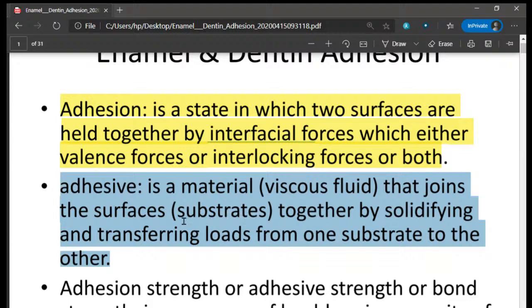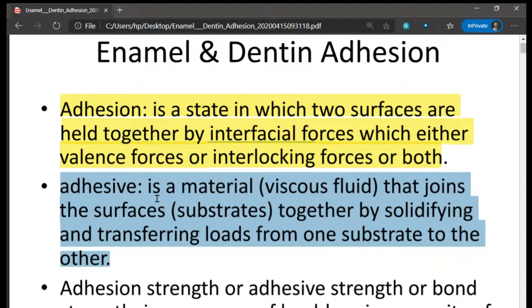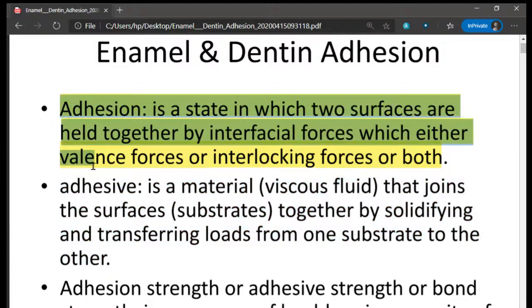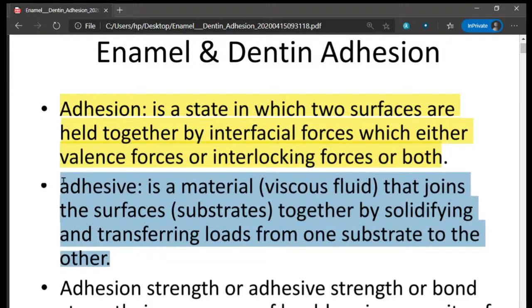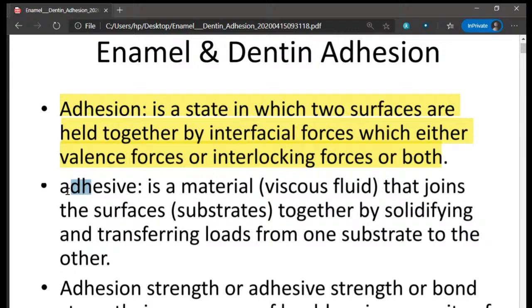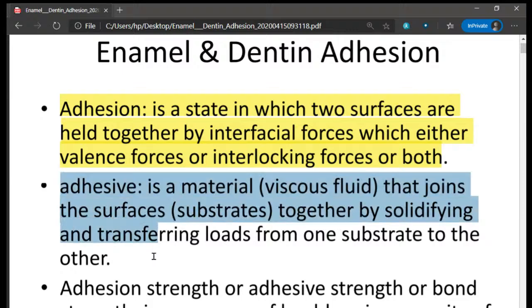This is the adhesive definition. It is a material or a viscous fluid that joins the surfaces, substrates, together by solidifying and transferring loads from one substrate to the other. Let's read the adhesion and adhesive together in order to understand the difference between adhesive and adhesion.